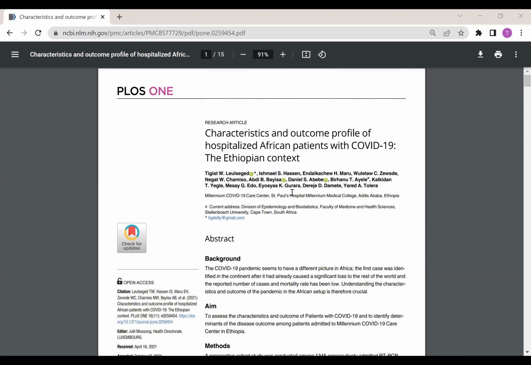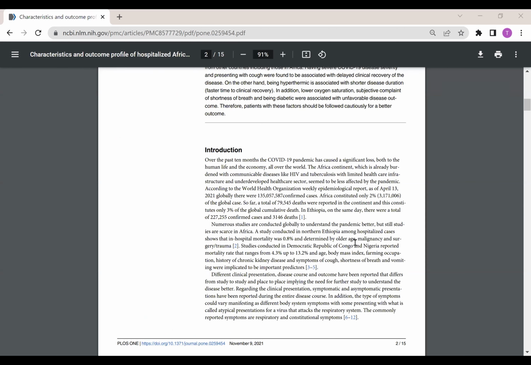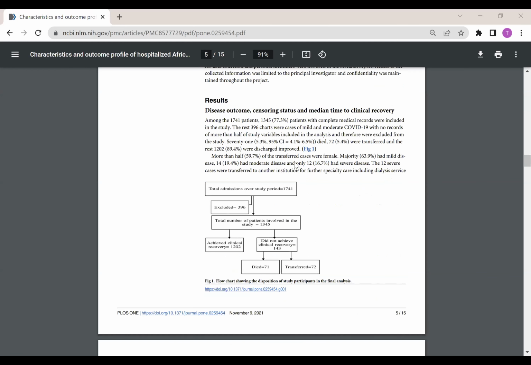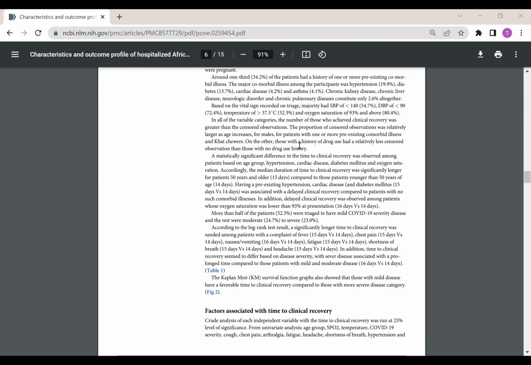Okay, thank you. So this is a study on characteristics and outcome profile of hospitalized African patients with COVID-19, the Ethiopian context. This is one of the articles that we wrote. And just to show you the results, here we have presented the social demographic, clinical and laboratory characteristics of the participants and censoring status. It's partly survival analysis. So you have to present all the study population characteristics.